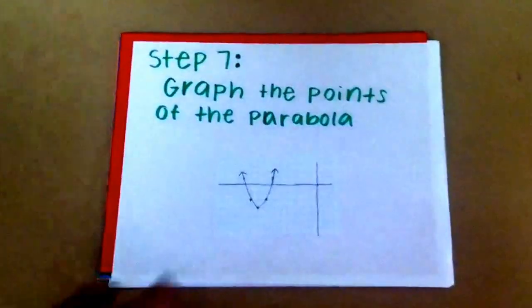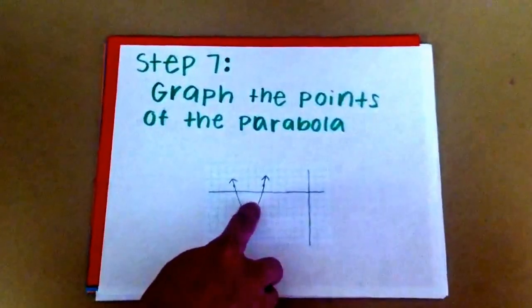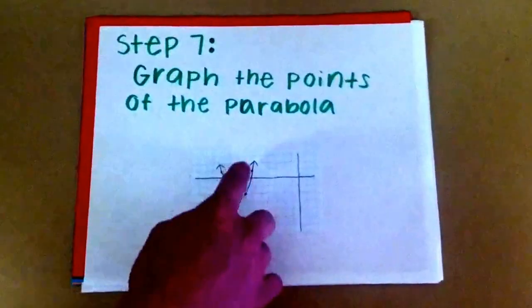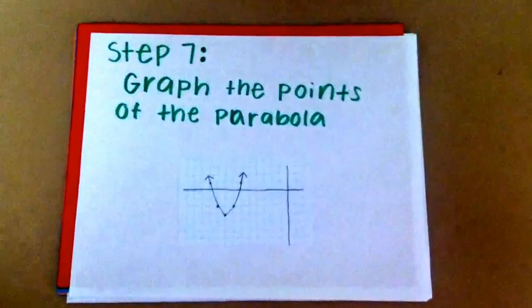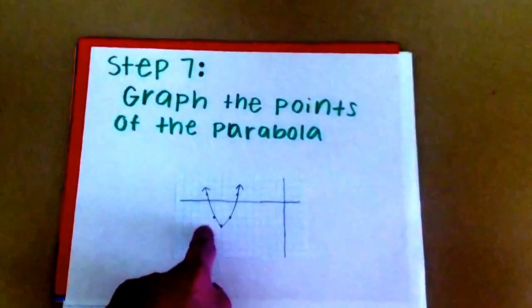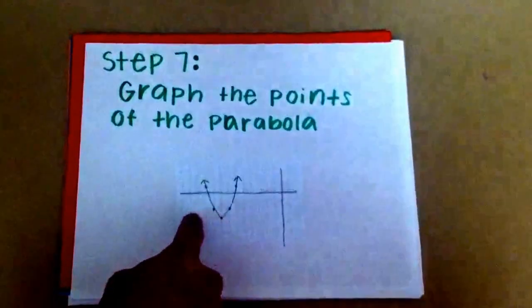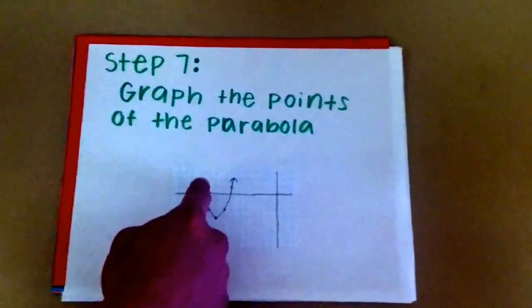Here you can see that we've graphed our vertex, and we have gone over 1 and up 1 for our first point, and over 2, up 4 for our second point. Since it's symmetrical, all you have to do is go over negative 1 and up 1 for the points over here, and over negative 2, and then up 4 to find our point here.